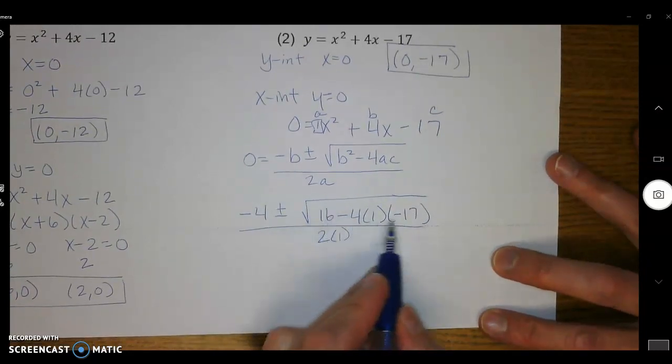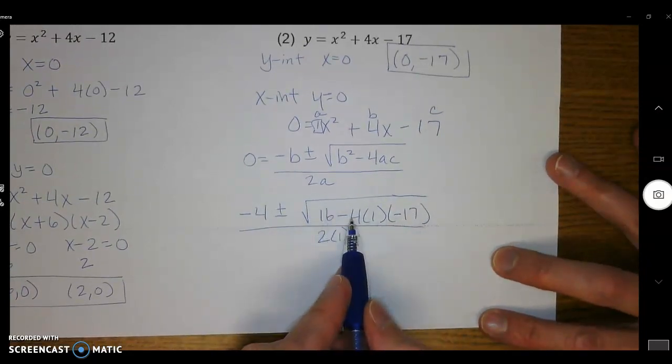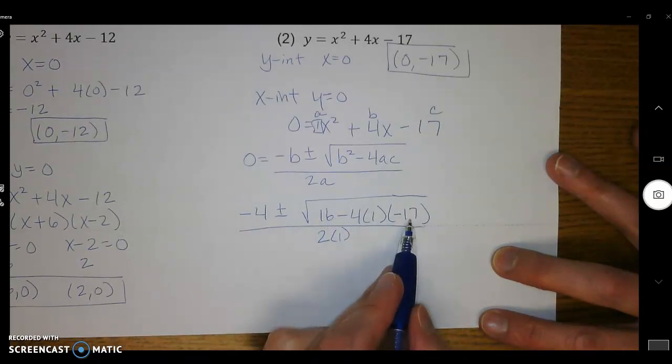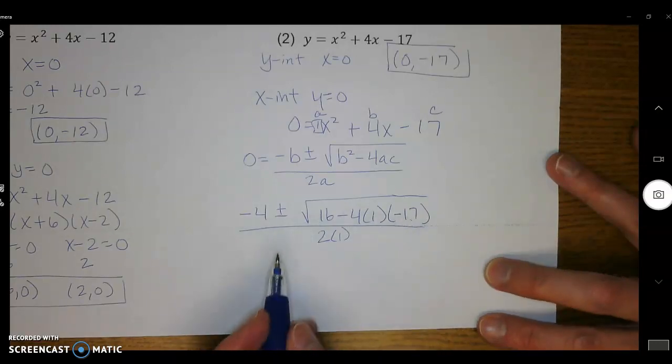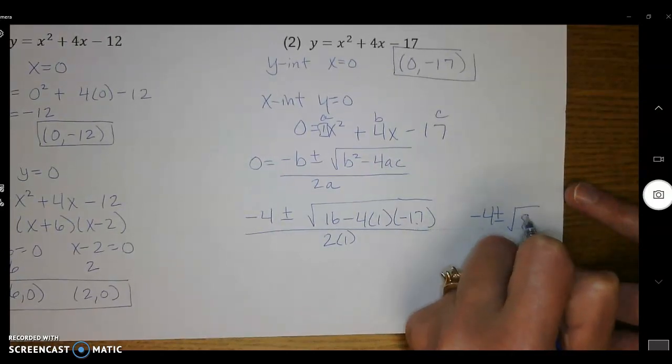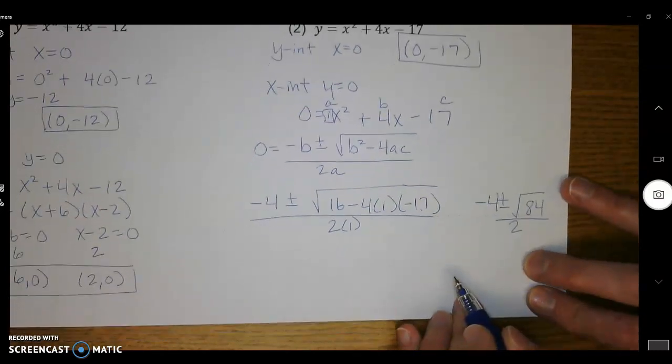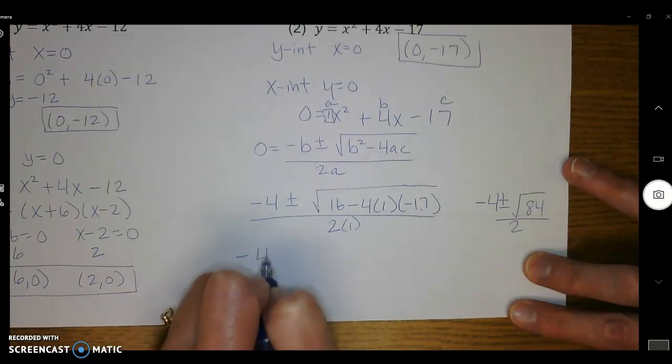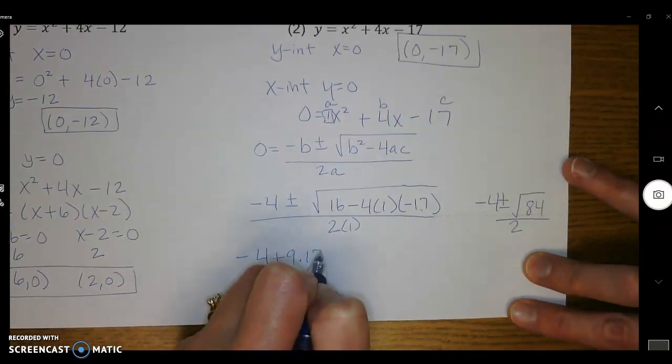All right, calculating all of this in here. 4 times 17. So 17 and 17 is 34. 34 and 34 is 68. 68 and 16 is 84. Square root of 84 is 9.17.